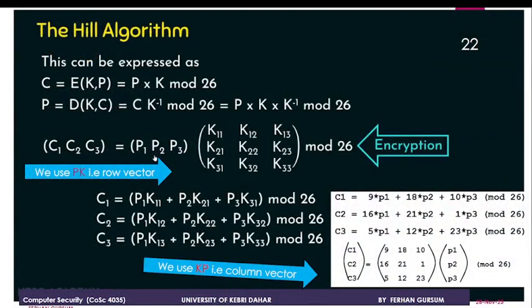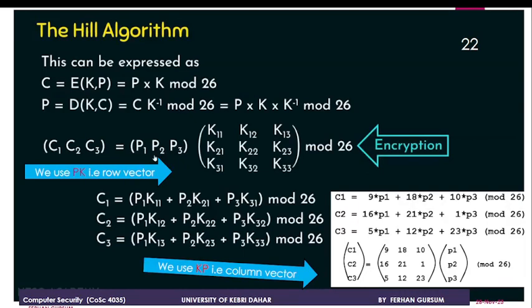Here the cipher algorithm can be expressed as: cipher text is equal to encryption of plain text using the key, which means P times K mod 26. When we decrypt, plain text is D(K, C), which means C times K inverse. When we find our inverse, we first have to calculate it in steps, so we will see this together in the next video.